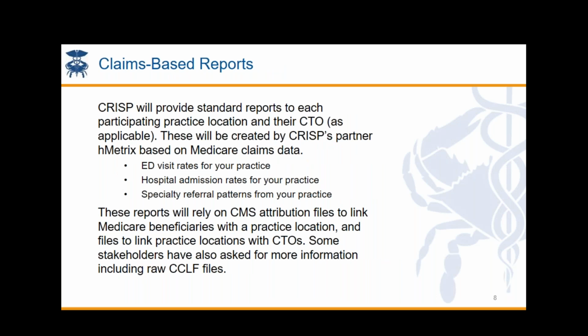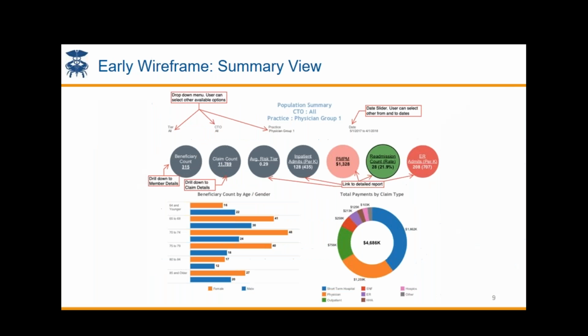So CRISP has partnered with H-Metrics, and H-Metrics is developing reports based on the Medicare claims data. These will help practices better understand things like emergency department visit rates for your practice, hospital admission rates, and specialty referral patterns. Attribution files from CMS will be used to link the data to practice locations and CTOs where applicable. Next slide.